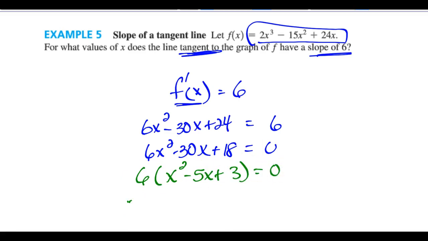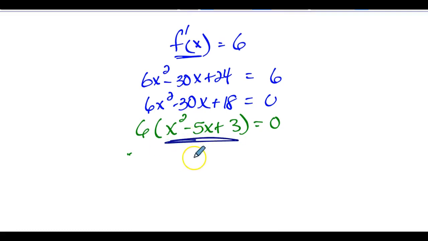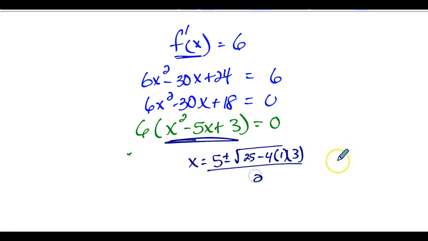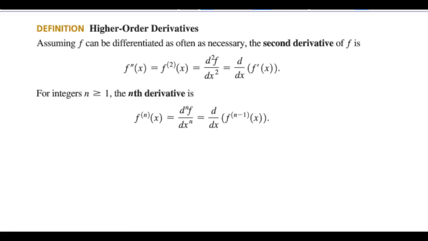And then depending on whether you want the exact answers or decimal approximations, you can take this. This doesn't factor, so I'd have to use the quadratic formula to find the exact answers: negative b plus or minus the square root of b squared minus 4ac, all over 2a. Or I can just go to my calculator, graph the thing, and find the roots. I think the author's done that for you here and here. So I'll leave that up for you to finish.